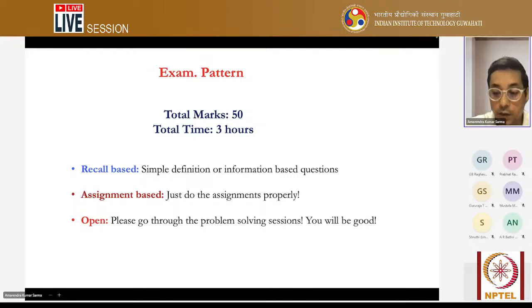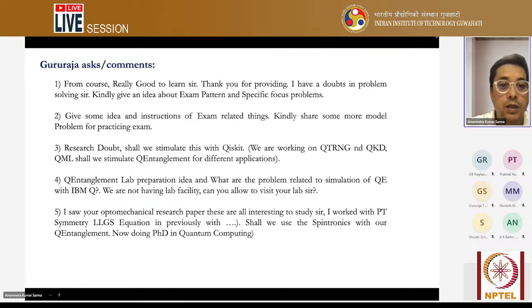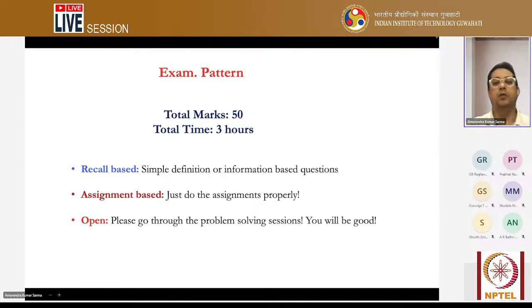Now, yes, you asked this question, right? Some idea and instruction on exam related things. The exam is going to be very simple. Let me make it very clear: you have nothing to worry about regarding the exam. Why? If you have done the assignment, the questions are going to be based on assignment kind of problems, similar kind of problems we are going to ask you. Recall based questions would be there, for example, related to density matrix and its properties. Simple questions, definition or information based.